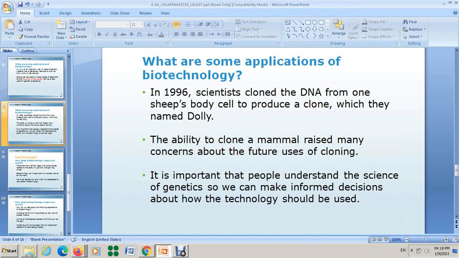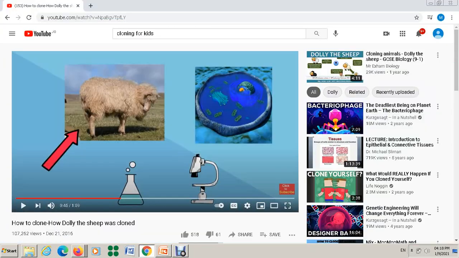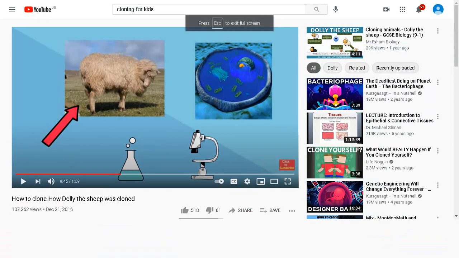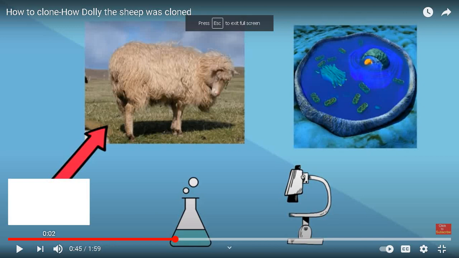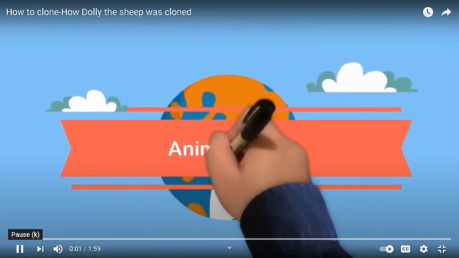Actually, in 1996, scientists cloned the DNA from one sheep body cell to produce a clone, which they named Dolly. They made a new sheep, which they named Dolly. Here I'm going to show you a video of how they made this clone to produce this sheep. I want you to listen carefully and understand how they cloned this sheep.